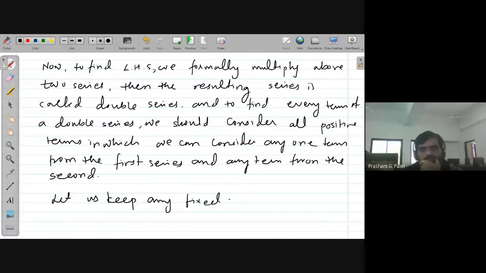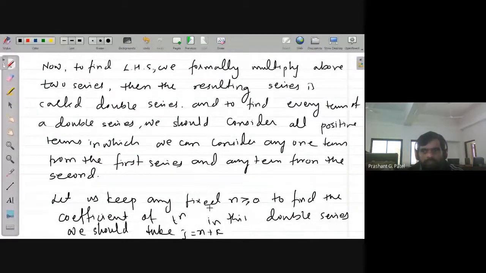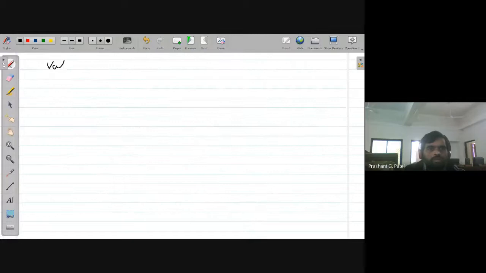any fixed n greater than or equal to 0, and then we'll find out the coefficient of t power n in the double series. To find the coefficient of t power n in this double series, we should take j equal to n plus k, and all the possible values of k should be counted.